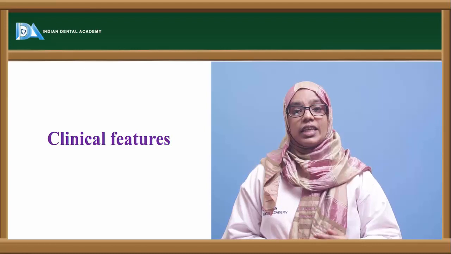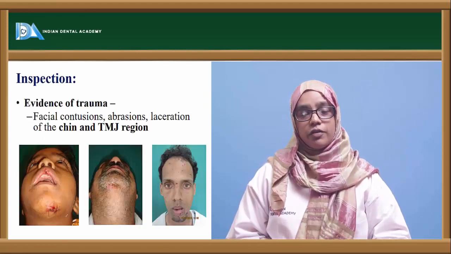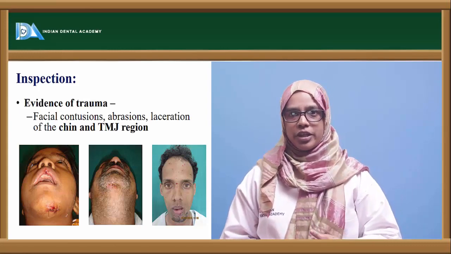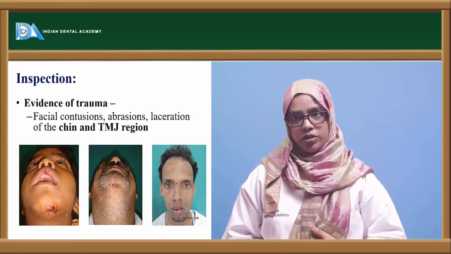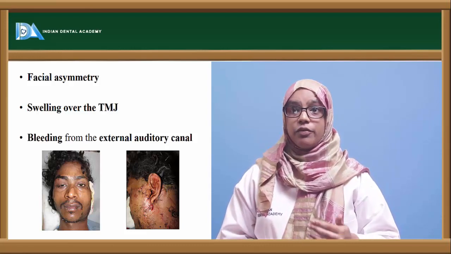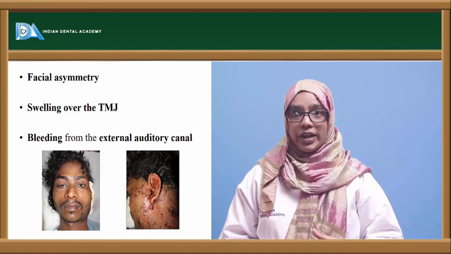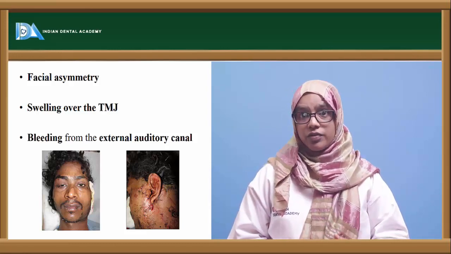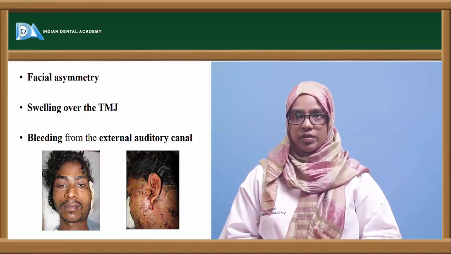Let's move on to the clinical features of mandibular fractures. On inspection, there will always be evidence of trauma, either in the form of contusion, abrasion, or laceration, more specifically in the chin and in the temporomandibular region. On examination, there will be clinical facial asymmetry. This asymmetry can be because of swelling or edema, or it could also be because of a condylar fracture wherein foreshortening of the ramus has occurred, resulting in facial asymmetry.